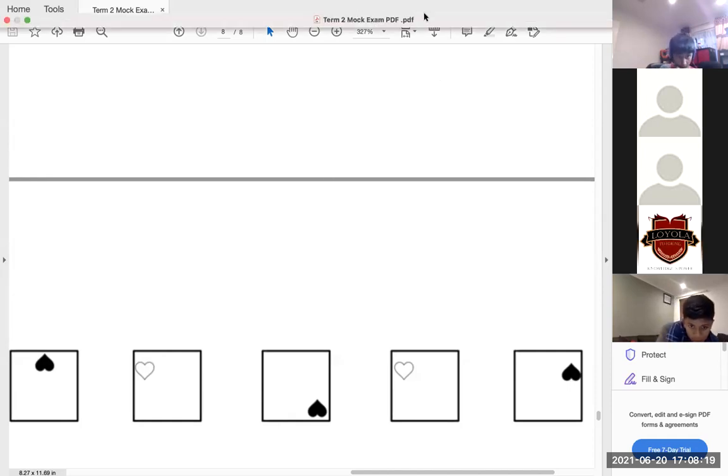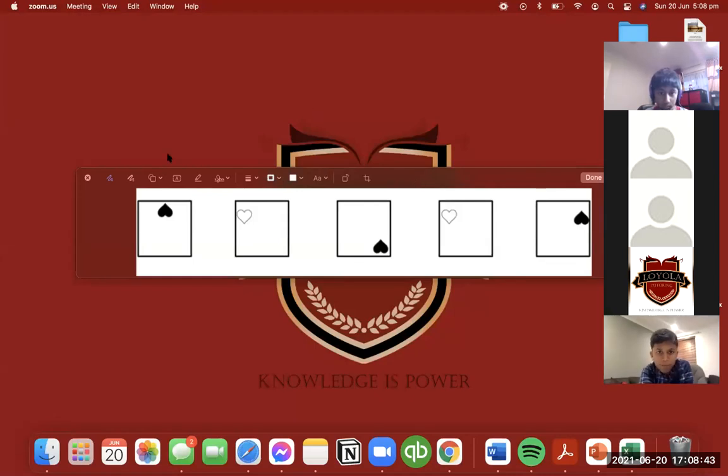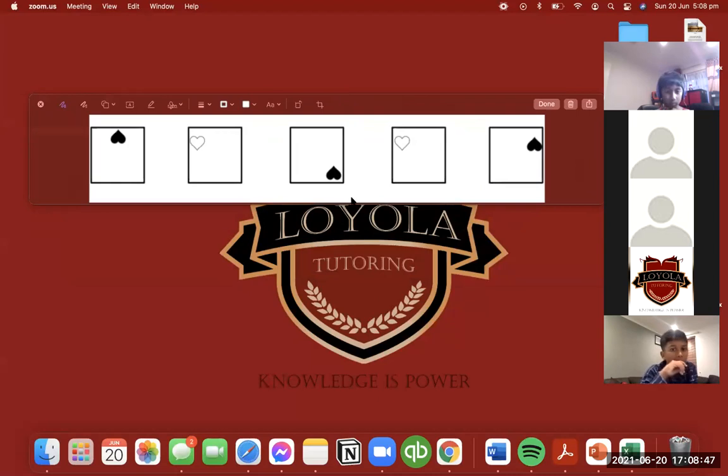Could you scroll down a bit? No, I can't scroll down, unfortunately. Actually, wait, I think I can. I'll see what I can do. One sec. What about mock exams? There you go. Oh, can you see it now? Yeah, thanks.